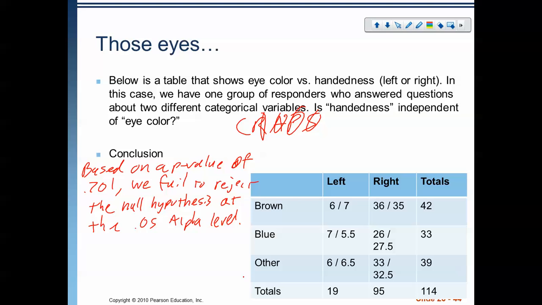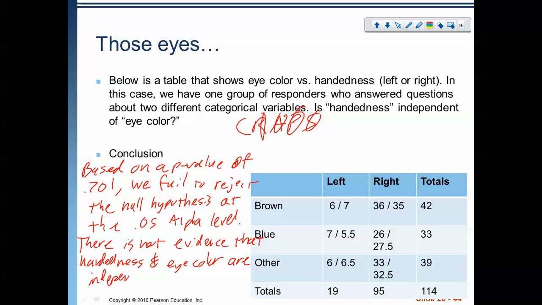And the context here is, there is not significant evidence, or we could just say not evidence, that handedness and eye color are independent. And that is that. So that would be the end of what we got in chapter 26 in terms of our things.